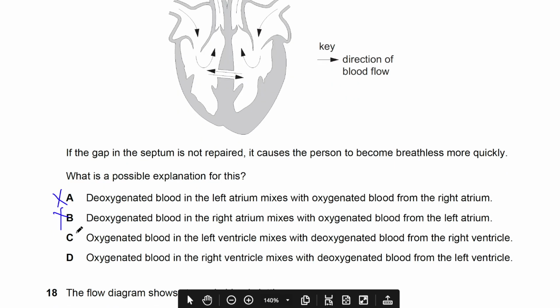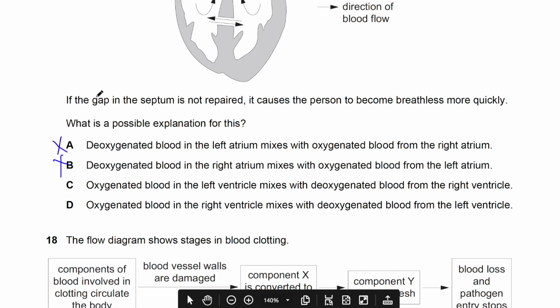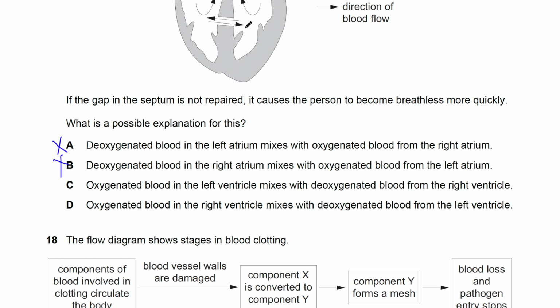Let's move to C and D. Let me just scroll it up. C. Oxygenated blood in the left ventricle mixes with deoxygenated blood from the right ventricle, which is right. I will circle it. Okay, let's read D only. Oxygenated blood in the right ventricle. Actually, it's deoxygenated. No need to continue, so D is also wrong. That means the right answer for question 17 is C.